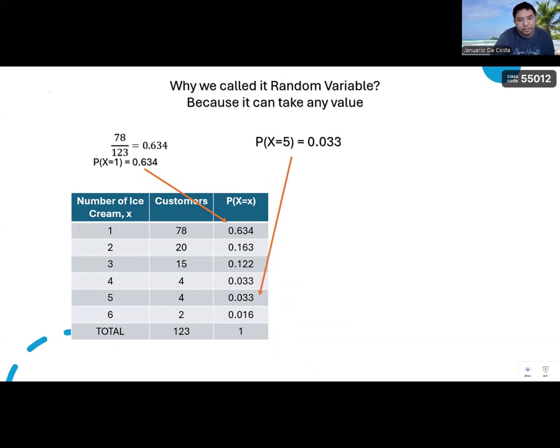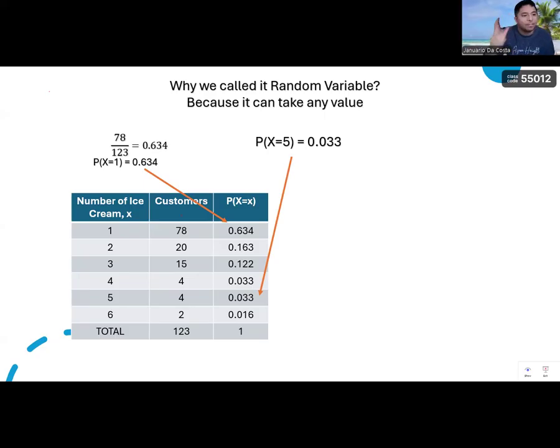For example, 0.033, how do you read P of x equals to 5 again? The probability of a customer buying the number of ice cream. How many? 5. Yeah, don't forget the 5. Probability of a customer buying 5 ice cream. What is it? That is 0.033. Okay.